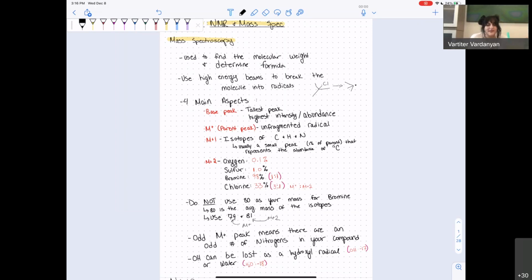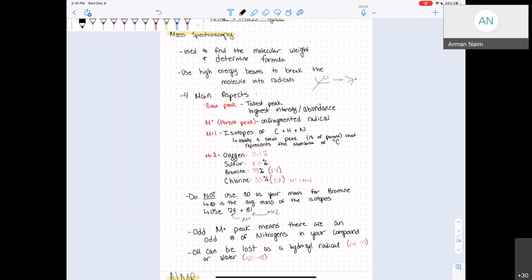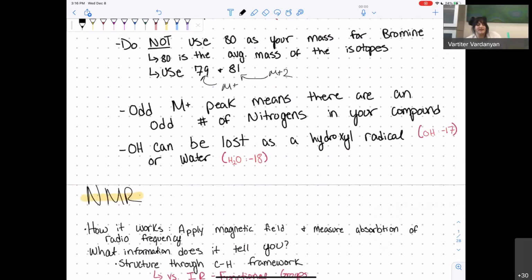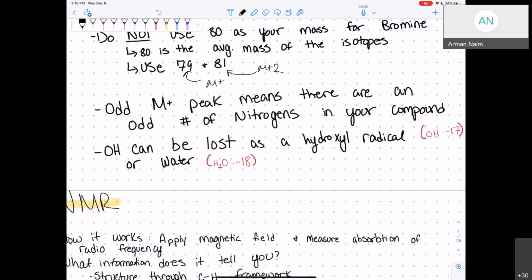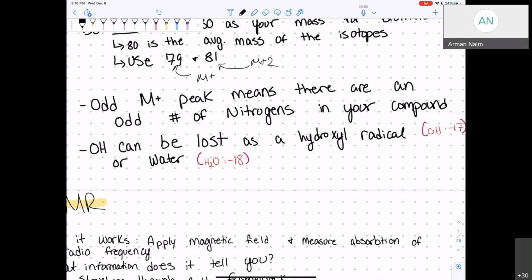Could you just quickly re-explain how the OH can be lost with a hydroxyl radical, like with the -17 and the -18? Yes, so all you really need to know here is that OH is kind of finicky sometimes. Sometimes it can just leave as an OH group, how it usually does, or it can steal one of the hydrogens from the molecule and come off as an H2O.